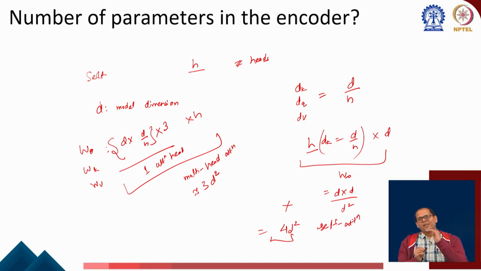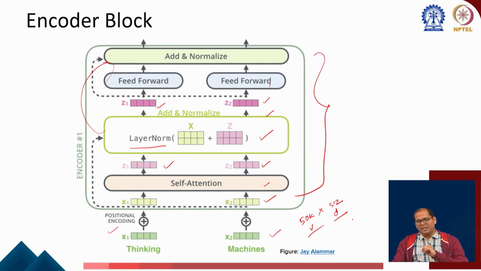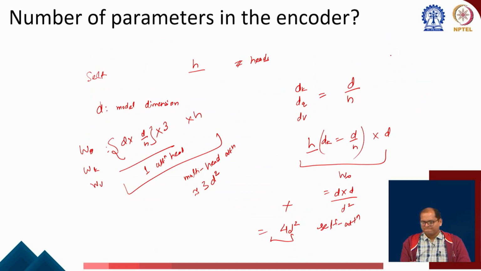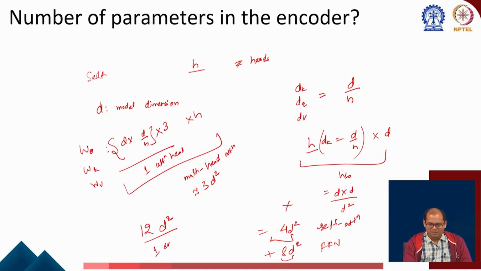Great. Now what next? Next you have a feed forward layer. So how many parameters in feed forward? Feed forward we talked about. You will take the output from the previous layer, D dimension. You have a hidden layer of 4D dimension and put it back to D dimension. So you have D cross 4D and 4D cross D. So 4D square here, 4D square here. So 8D square parameters in the feed forward layer. So you have 4D square in self-attention plus 8D square in the feed forward network. So together you have 12D square parameters in one encoder layer. And if you have L layers, you multiply it by L.